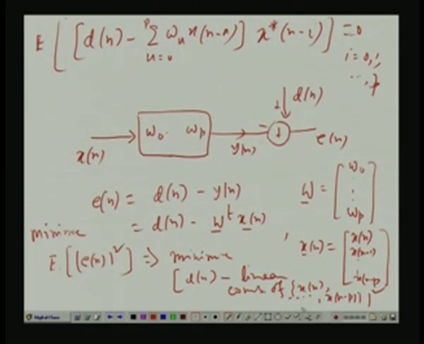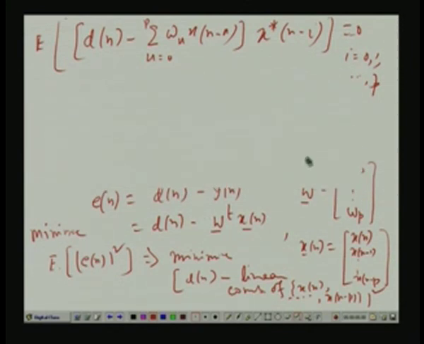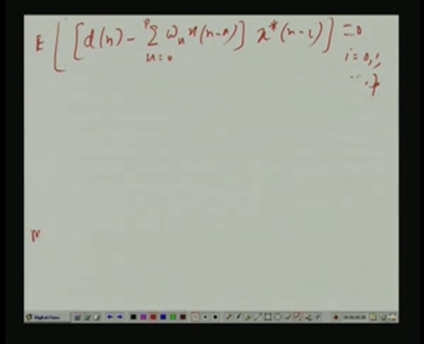You can do it in a systematic way, or in a very smart way. You can expand this equation, and you will get E of d n into x star n minus i, that is a cross correlation between d n and x n with lag i, and you can take the product between this summation and x star n minus i, and you will have correlation values of x in that equation. First you put i equal to 0, then i equal to 1, and you get separate equations, but you can put the equations in a matrix vector form easily.